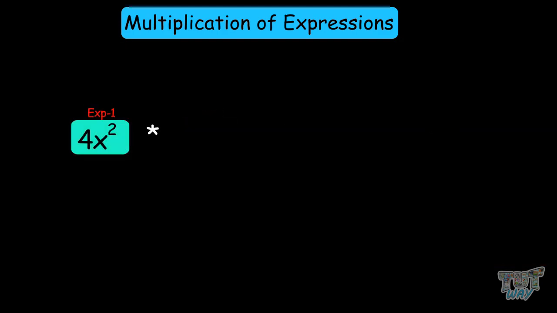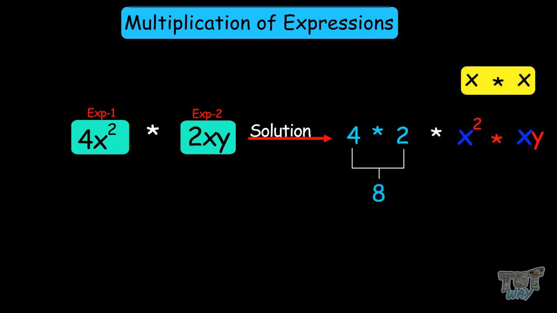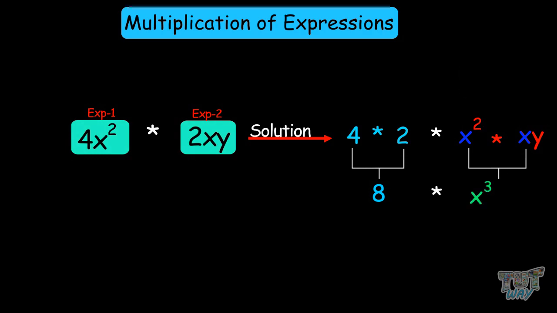Now 4x squared times 2xy. 4 times 2 is 8, times x squared times xy. x squared times x becomes x cubed because you have to add the exponents. Now we only have one y, so we multiply that. This will be our final solution, and this will become 8x cubed y.